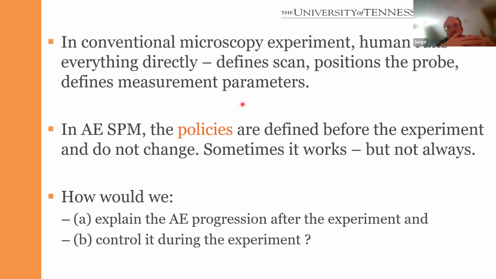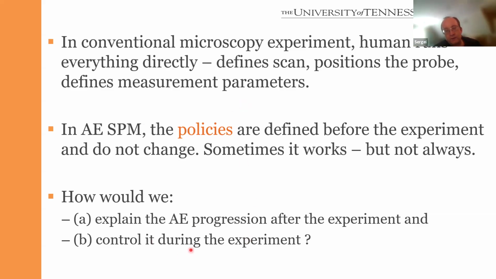It's perfectly hands-on. In the automated experiment, we define the policies before the experiment, and at least until now, we didn't change them. We define our scalarizer, we define our balance between exploration and exploitation. We tell the algorithm to follow this scalarizer and these policies, then we let the instrument run the experiment, and in the end, we look at the results. Sometimes it works, but not always. Then the question becomes, how do we explain the progression and how do we control it?